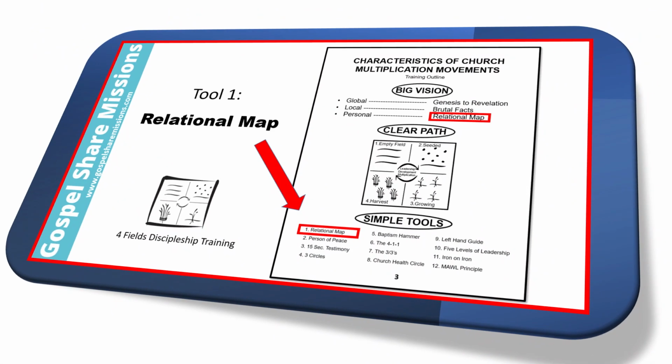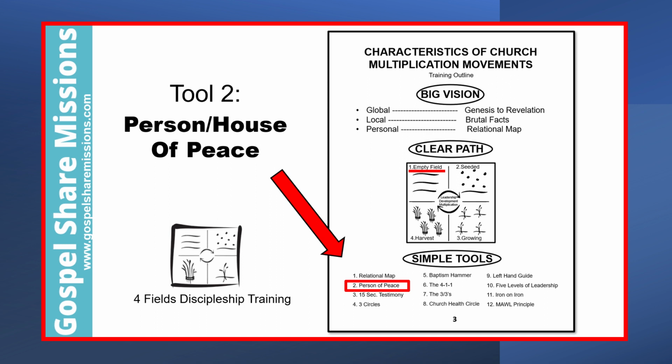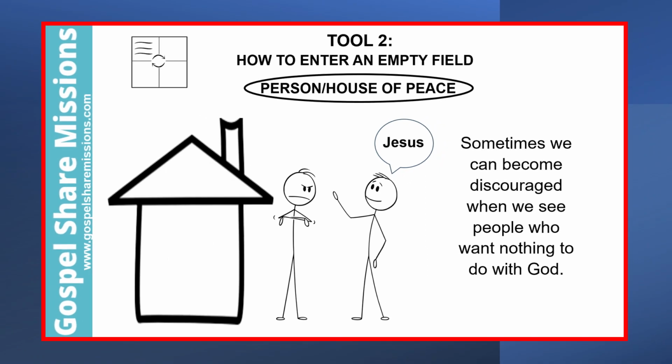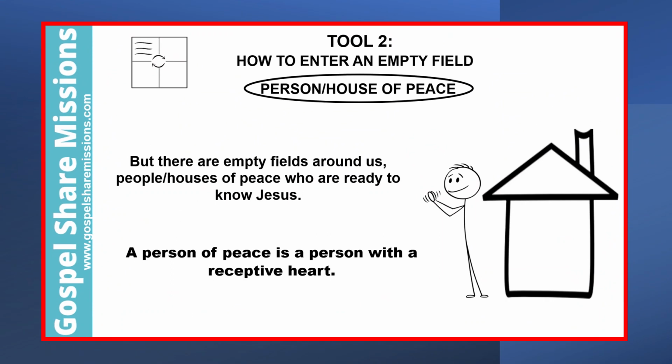In the last video we shared tool number 1, the relational map. Now, this is tool number 2, Person, House of Peace. This tool is also found in the empty field. Sometimes we can become discouraged when we see people who want nothing to do with God. But there are empty fields around us, people, houses of peace who are ready to know Jesus.